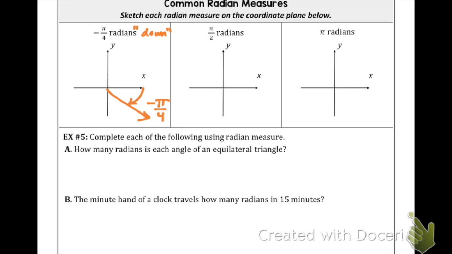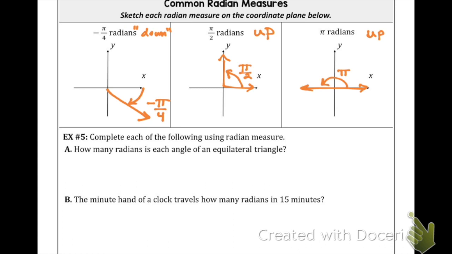Half a pi radian is going up here, so half a pi radian would be this angle at 90 degrees. One full pi of a radian would be our straight angle at 180 degrees. So remember, positive means we're going up, negative we're going down.